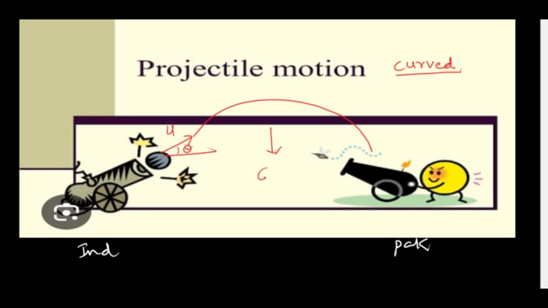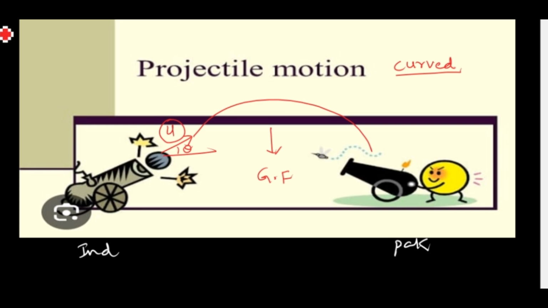Only gravitational force. So if anything is projected with some velocity, projected means you are giving some initial velocity, and it moves only under the effect of gravity, then that object is called a projectile and that motion is called projectile motion.